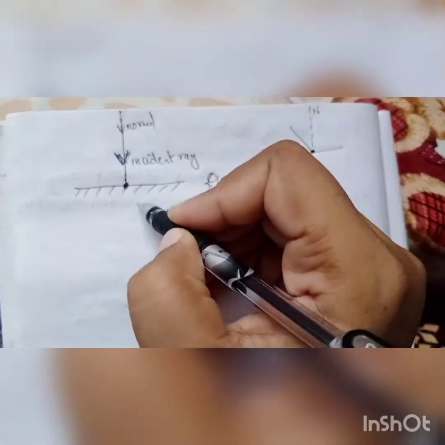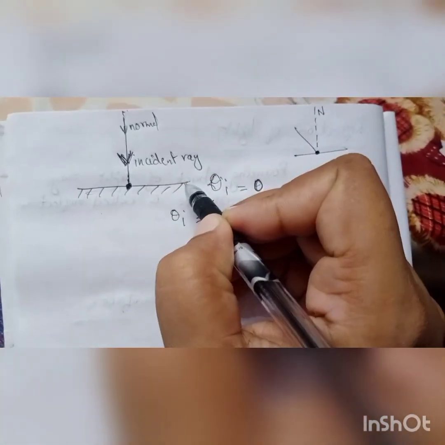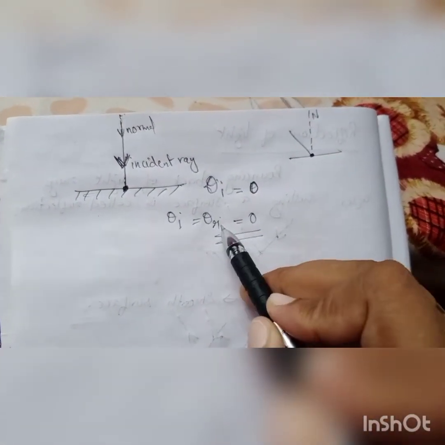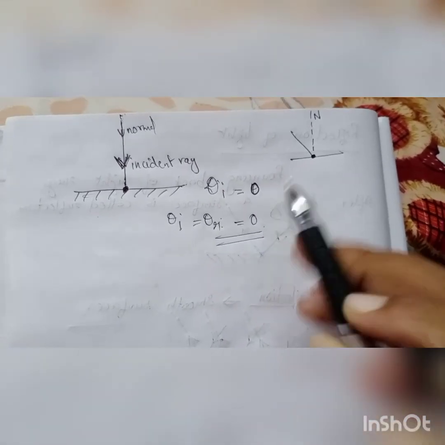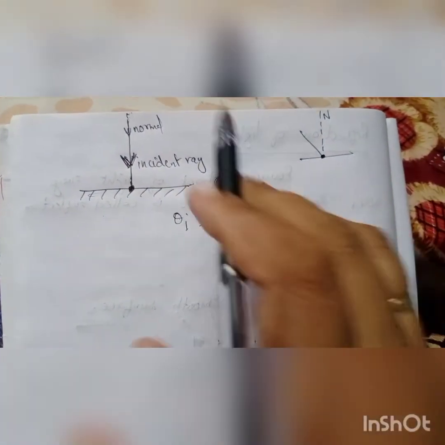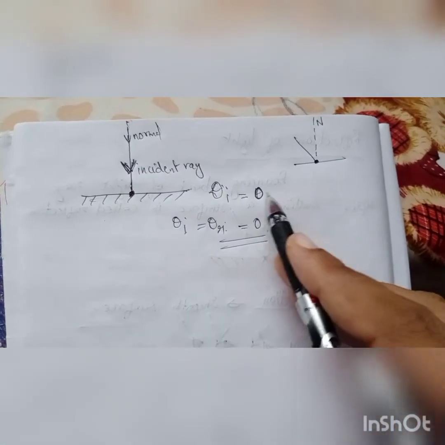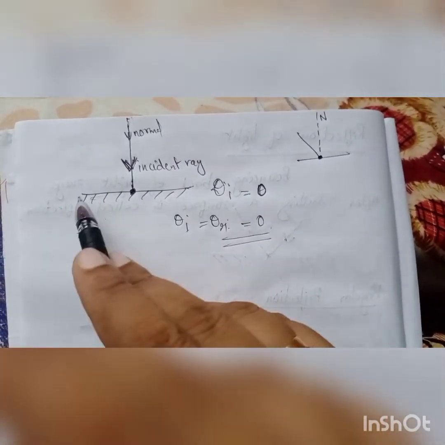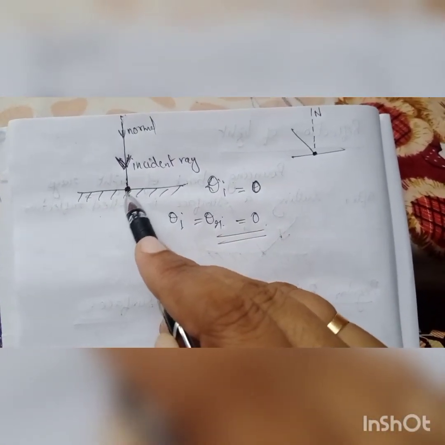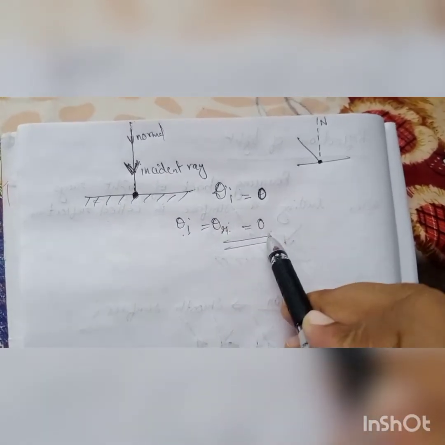So if the incident ray is falling normal to the reflecting surface, then the angle of incidence and the angle of reflection will always be equal to 0. If the incident ray is falling perpendicular to the reflecting surface, then the angle of incidence and the angle of reflection will be equal to 0 always in this case. Okay, so I hope this concept is clear to you.